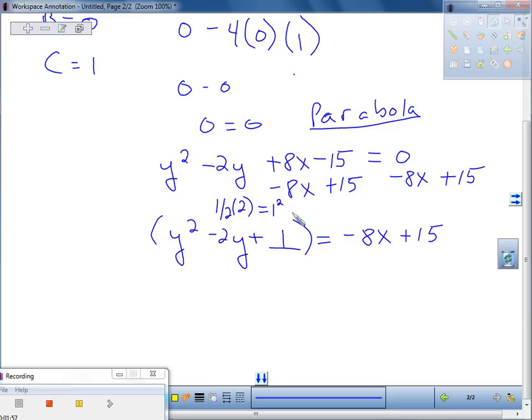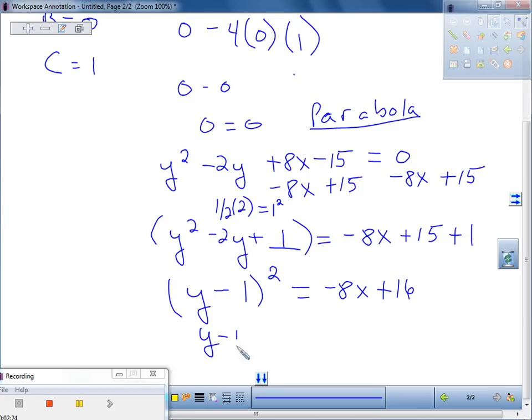Whatever we do to this side, we got to do to this side. So we're going to add 1 to that side. So now I'm going to go ahead and write this as y minus, now the negative comes from here, and then we're going to take the square root of this, which is 1 squared. So we end up with y minus 1 squared. Okay, now we have negative 8x plus 16.